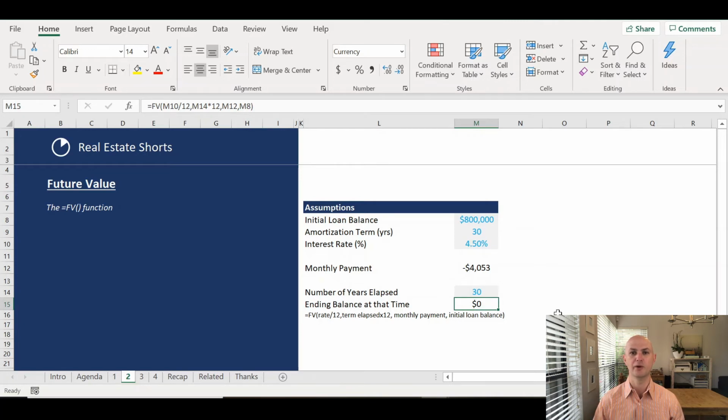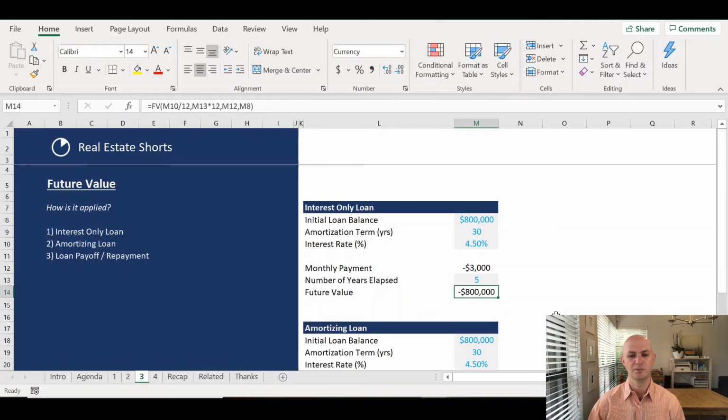So I think this is a great way to check to make sure that your math is right, your formula organization is right, where if you look at some point in the future, you come up with an estimate. But if you check it at the end of the amortization term, in this case 30 years, then you should come up with the zero amount.